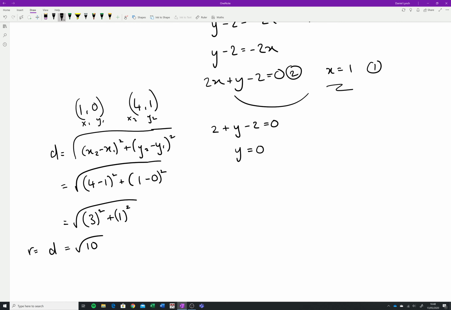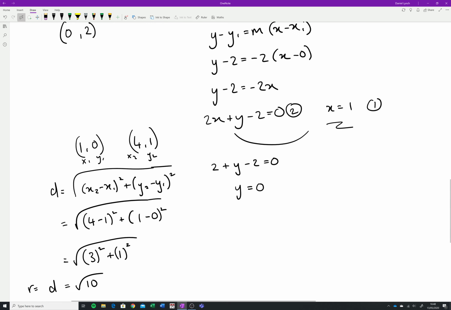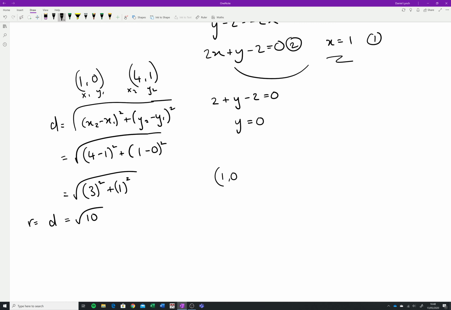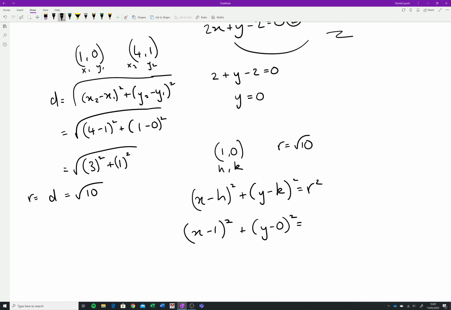Okay, we've got the center. Center was 1, 0. That was what we were figuring out. 1, 0, and we've got the radius, which is root 10. And remember, the other one, x minus h squared plus y minus k squared is equal to r squared. That's h, sorry, and that's k. That's what the center is. So we get x minus 1 squared, plus y minus 0 squared is equal to root 10 squared.